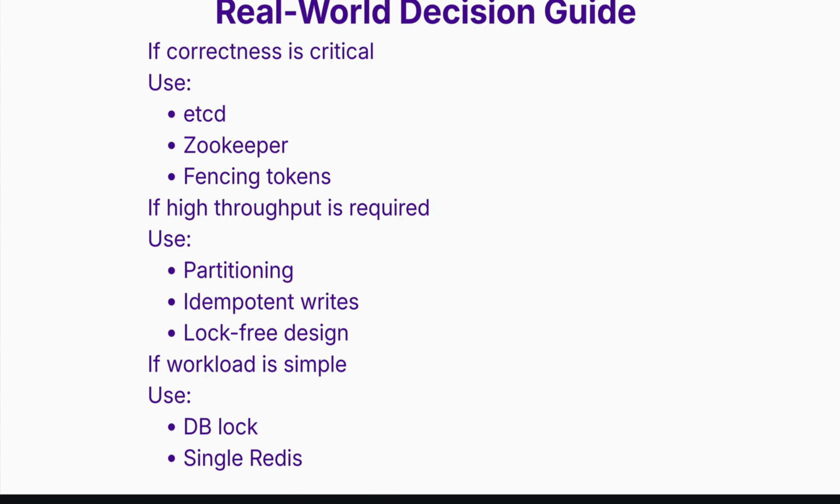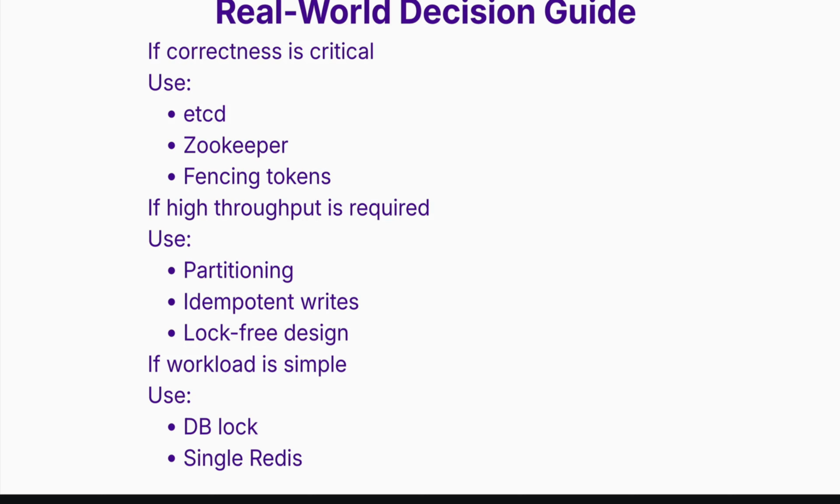So the real-world decision is, if your correctness is critical, then you use fencing tokens. But at the same point of time, if your workload is simple, then you use a centralized locking strategy, ensuring high availability as well with a quorum or consensus-based algorithm. But if high throughput is required, then try to go for a lock-free design.